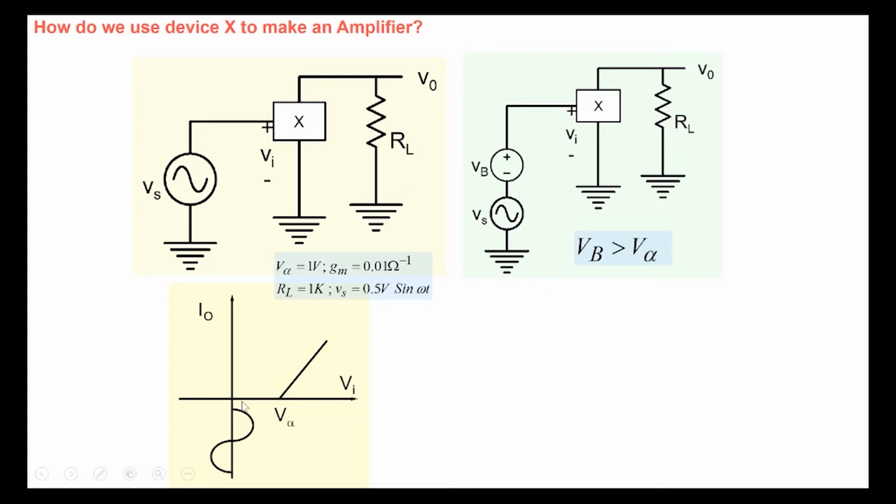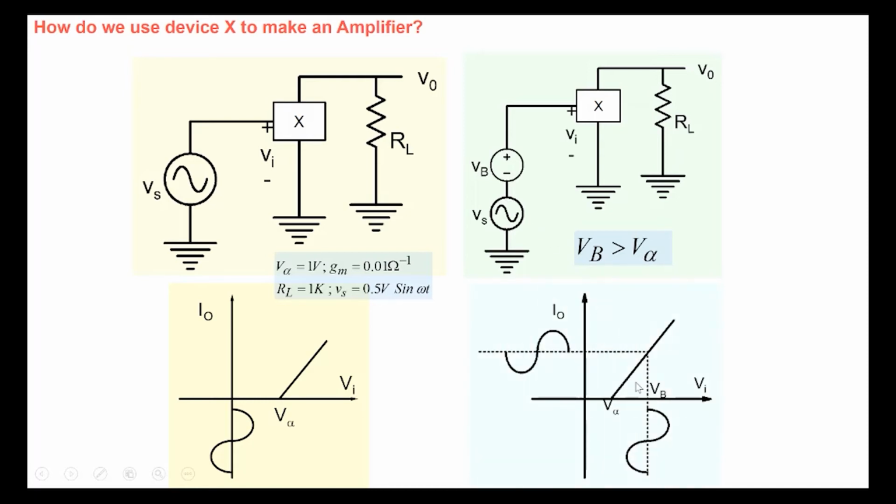So obviously, to have current flowing here, I must have a bias voltage which is greater than the threshold voltage here, right? For the moment, assume that Vs is not there. Then we are at this dotted line. We have applied a bias voltage Vb, so at this operating point here, we are operating here.